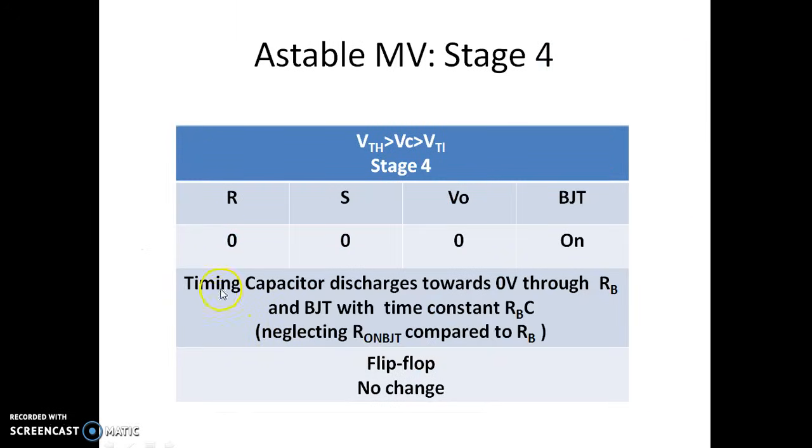This is a summary. Reset and set are 0, 0. The output voltage is 0 in the previous state. So the BJT is on, and the capacitor keeps on discharging towards 0 through RB with a time constant RB into C. We are neglecting the on resistance of the BJT because it is small compared to RB.